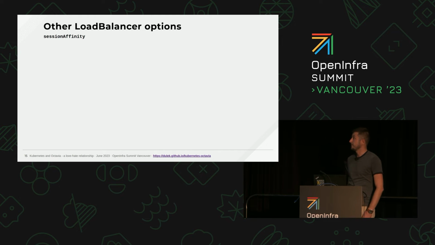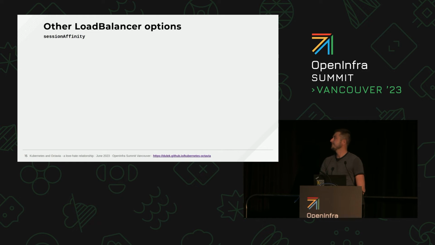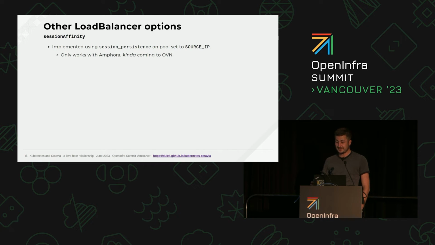So there are other load balancer options that are implemented, but that depends on the backend you use in Octavia. Session affinity in Kubernetes, you can only set the client IP here. So the session is based on the IP of the client, and that's implemented using the session persistence on the pool set to source IP. That only works with Amphora, and we've realized that it's implementable in OVN with some restrictions. So currently there's a patch in review that implements this for the OVN Octavia provider. But at the moment it only works with Amphora.